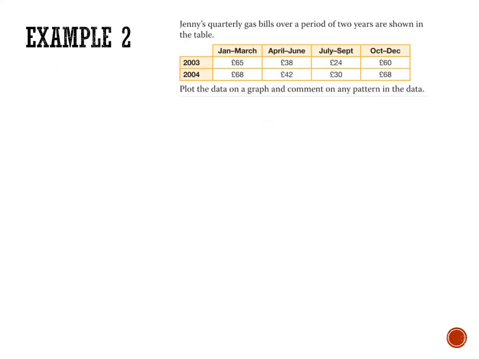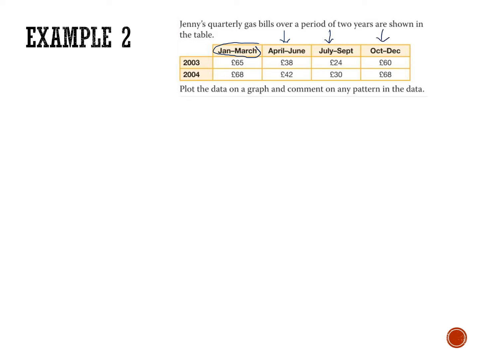Okay. Here's example number 2. Jenny's quarterly gas bills over a period of 2 years are shown in the table. What they've done there is, if you're aware that when you pay bills, they're normally paid quarterly, quarterly means 4 times a year. So this would be the amount they pay for the January to March quarter. This would be the amount they pay for the April to June quarter, July to September, October to December.